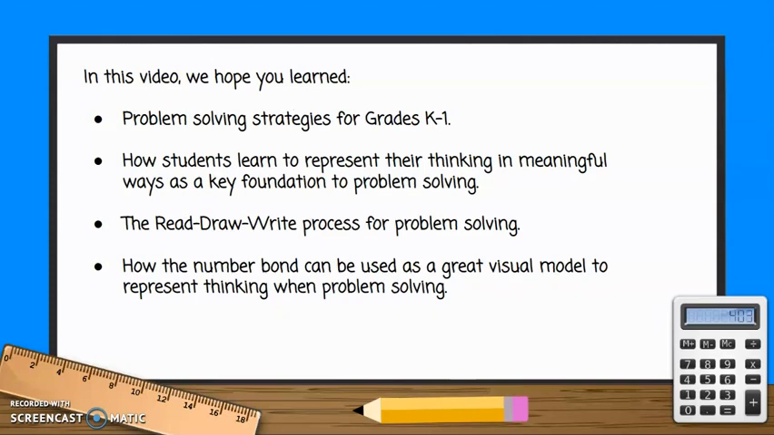In this video, we hope you learned more about problem-solving strategies for kindergarten and grade 1, how students learn to represent their thinking in meaningful ways as a key foundation to problem solving, the read, draw, write process for problem solving, and also how the number bond can be used as a great visual model to represent thinking when problem solving.